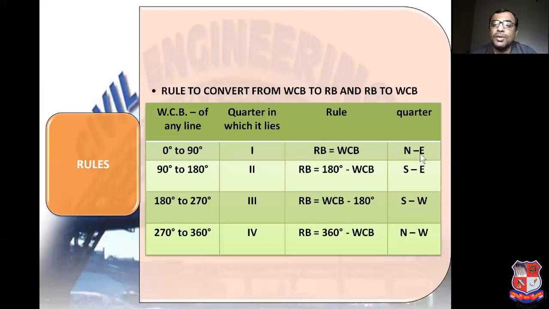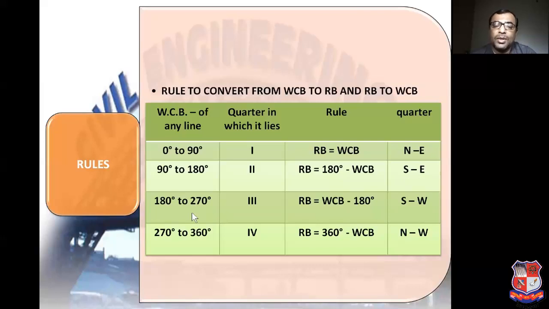So in the reduced bearing system, these directions are very important. We have to show the directions with the angles. Suppose the value of WCB is between 90 to 180 degree. Your line is in quarter number 2, and the rule is RB is equal to 180 degree minus WCB. And the direction is southeast.